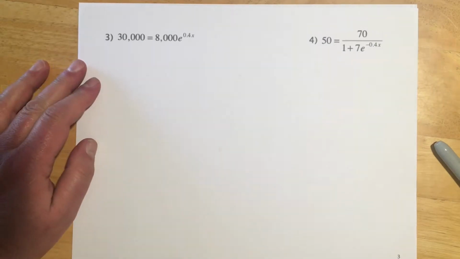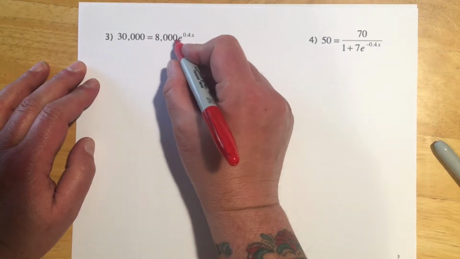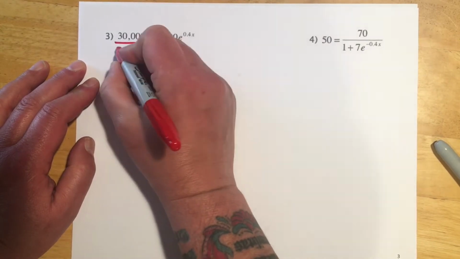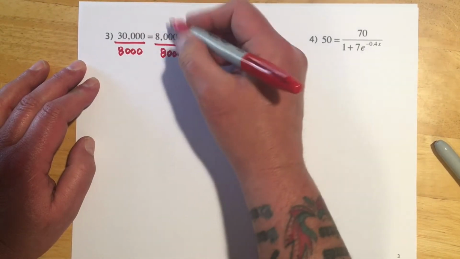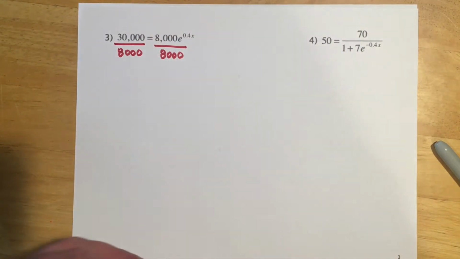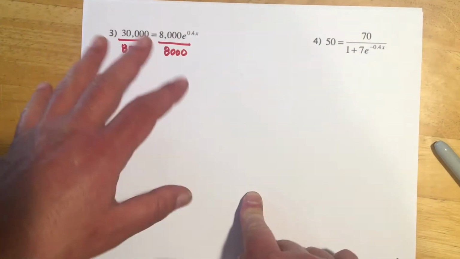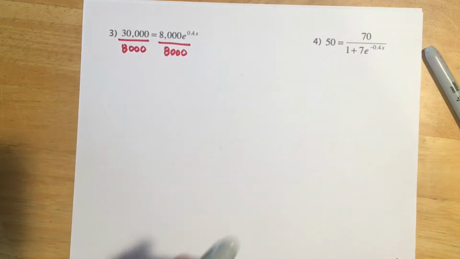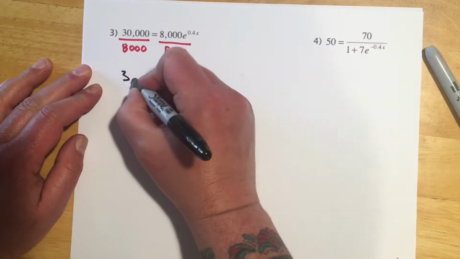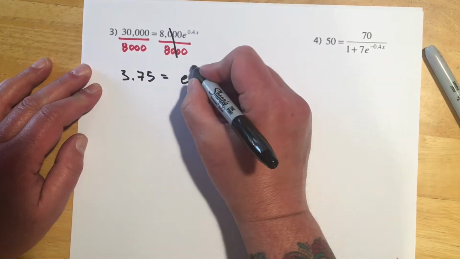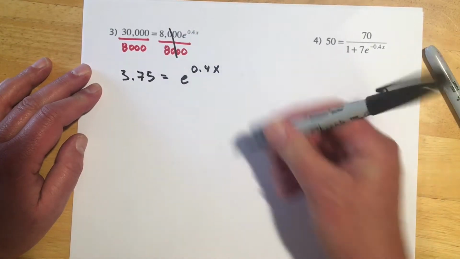Okay, so for number 3, I'm going to do the same thing where I isolate the exponential part first. So I'm going to divide both sides by 8,000. And that's, again, to make this as simple as I can, so when I log, I get to bring the exponent down front. If there's multiplying, I would have to do a bunch more work, and it would not be good. So definitely the best plan here. Throwing that in the calculator, I got 3.75 equals, and canceling that, e to the 0.4x.